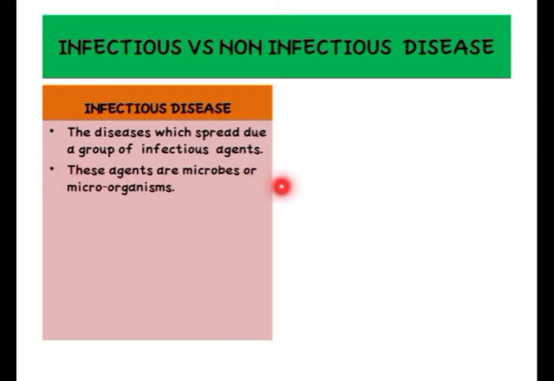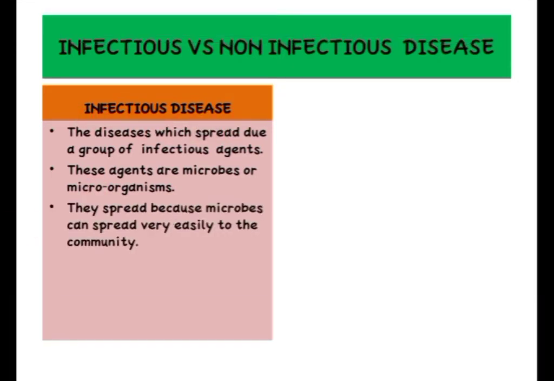These agents are nothing but microorganisms. There are very minute microorganisms which will transfer from one person to another, and because of these only you are going to have infectious disease. They spread because microbes can spread very easily to the community. Now we all know that microorganisms are very small organisms, is it not? We will not see them, and they also can travel anywhere.